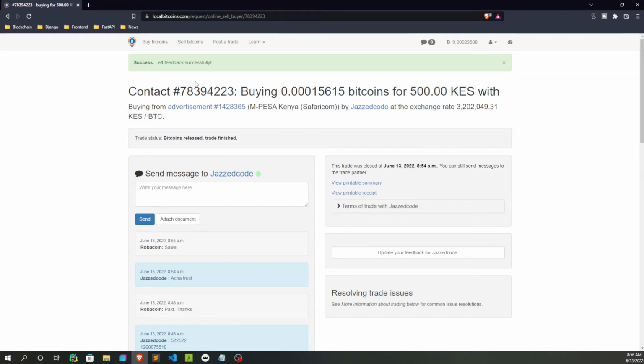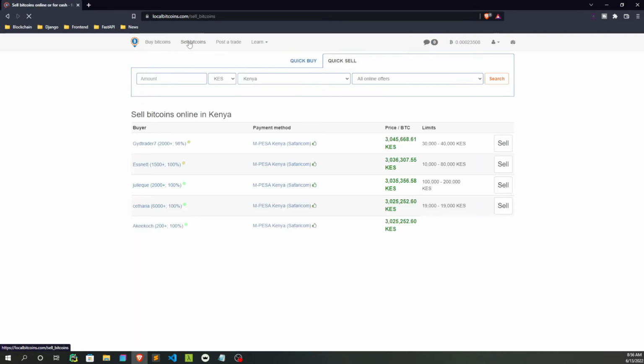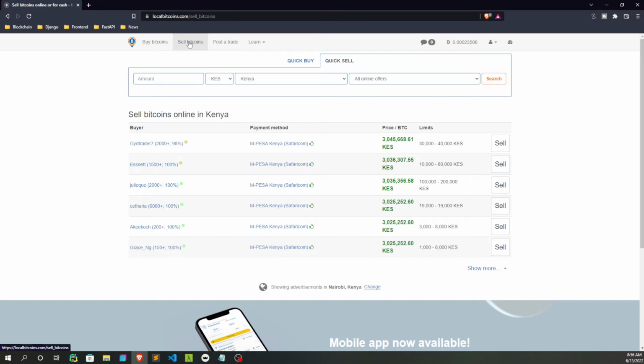Now we want to sell Bitcoins. The process is almost similar because now you have to go looking for users. You vet them. After you vetted the users, you need to see the limits because this person is buying from 30,000 to 40,000, 10,000 to 80,000. So you have to look for a user who's buying from within your limit.